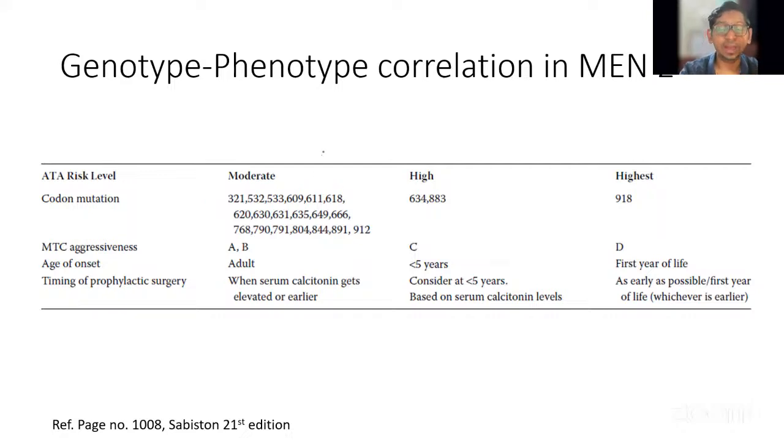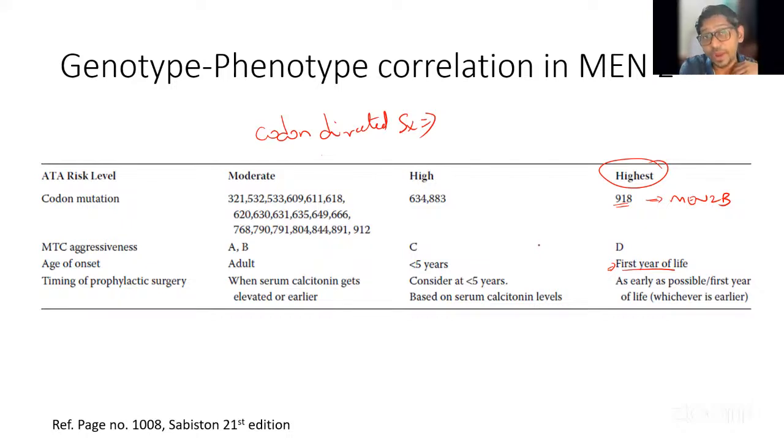So when we classify these, this is what is known as codon directed surgery. Codon directed surgery is where you are going to give prophylactic surgery to the patient depending on the genetic mutation that has been found. We have the highest category, which is the 918 mutation. This is basically your MEN2B. Usually in MEN2B, they are very aggressive. So we operate as early as possible, within the first year of life. We don't necessarily have to wait for an elevated calcitonin level. Usually we operate on these patients within the first year of life.